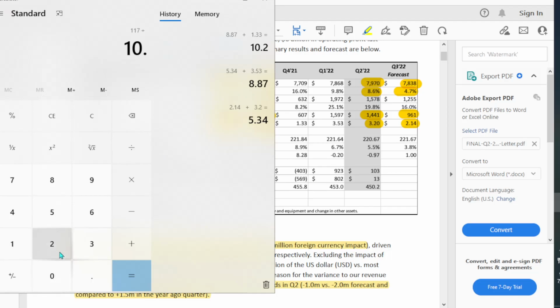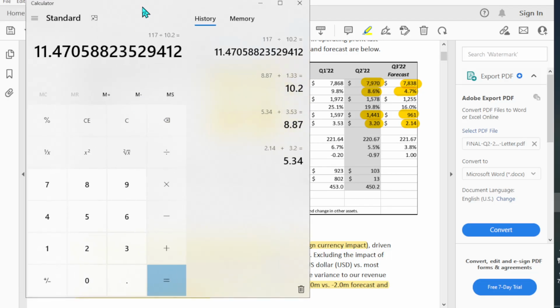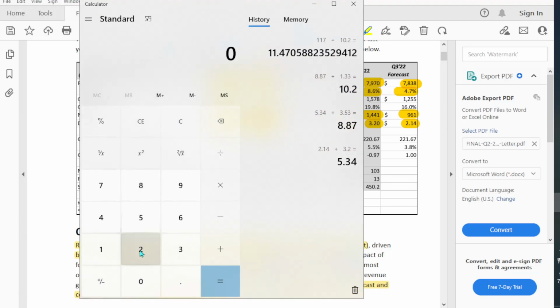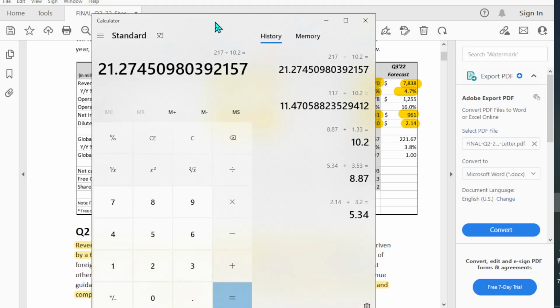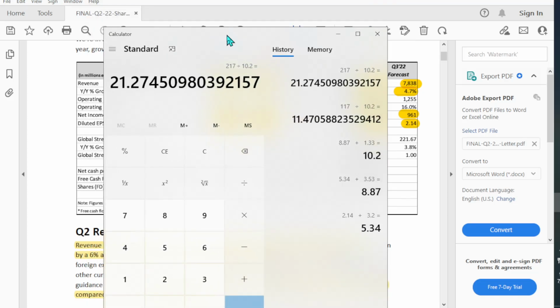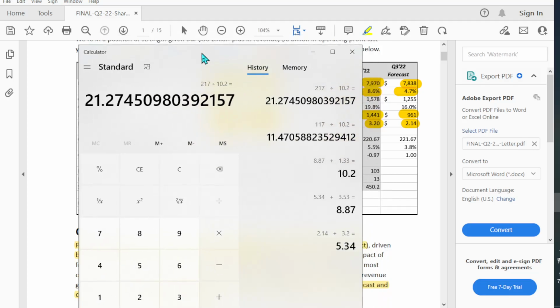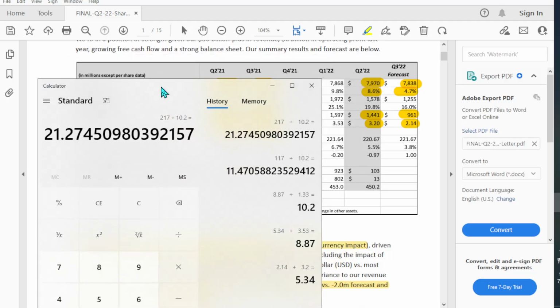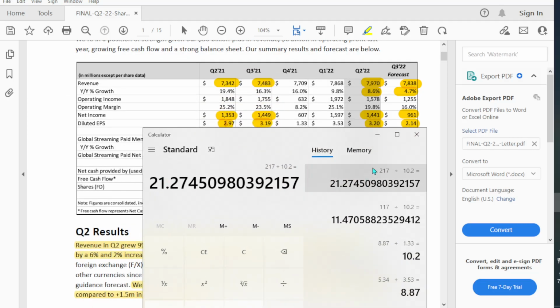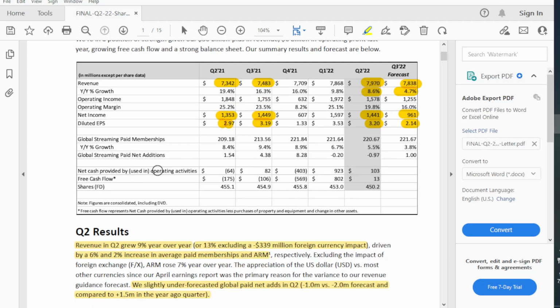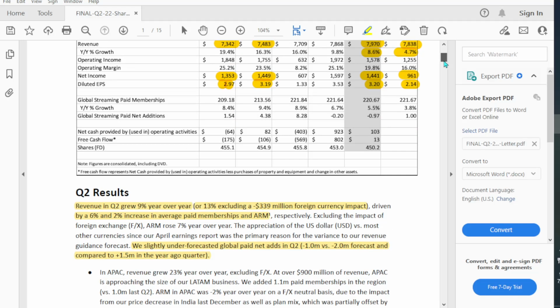Divide that by 10.2. It's trading at 217. So 217 divided by 10.2. That gives us a PE of 21.27. Netflix historically has been trading above 30 just because of their growth prospects. So because that growth is coming down, PE is also coming down. So no surprise there. And now let's scroll down a little bit.